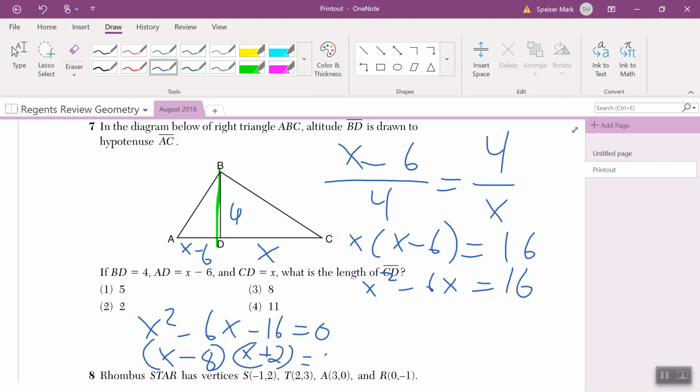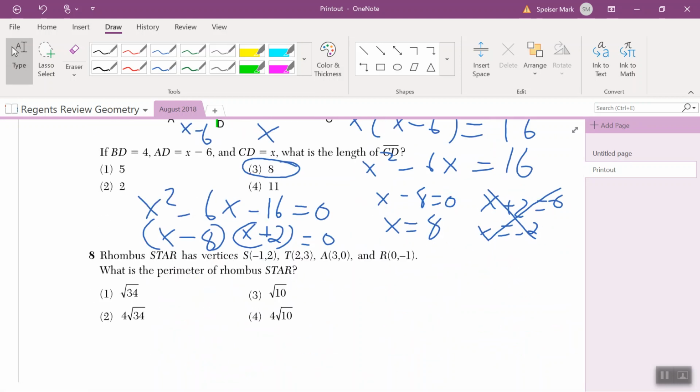Set each one equal to 0. So x minus 8 equals 0. x plus 2 equals 0. x equals 8. x equals negative 2. x cannot be a negative value, so you drop the negative 2. So x has to equal 8, which is choice number 3.